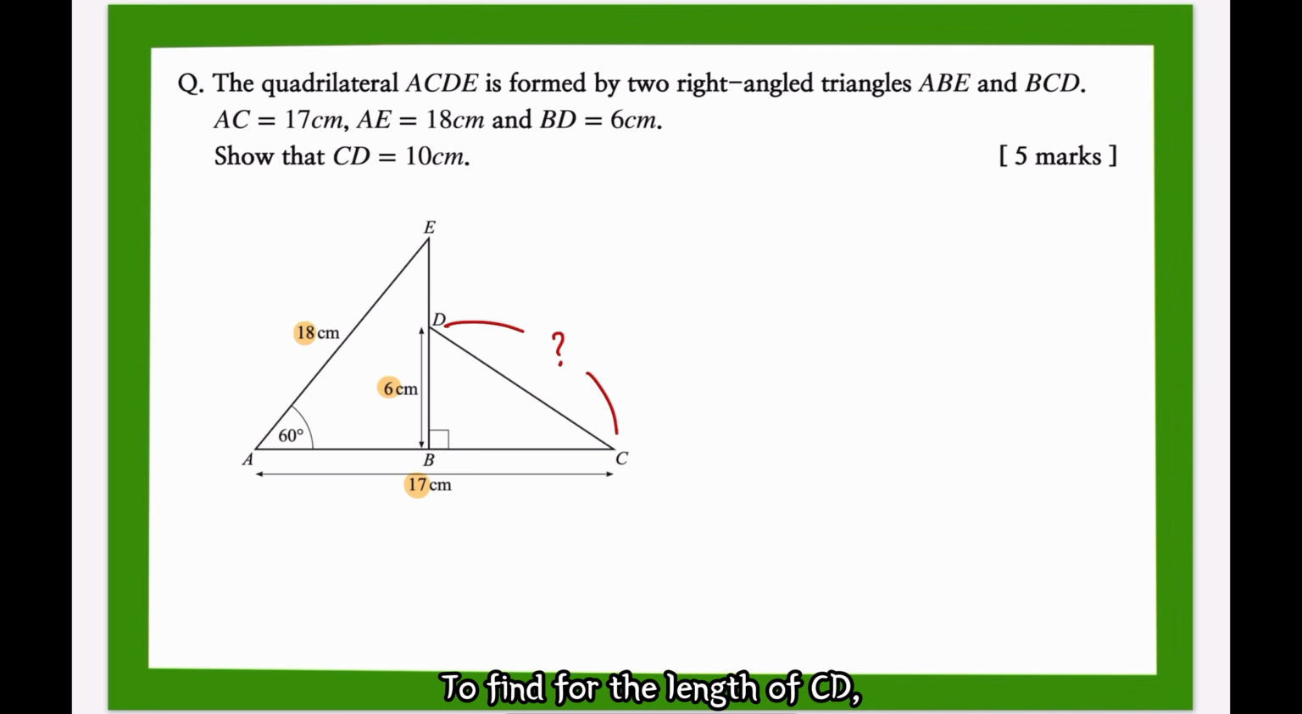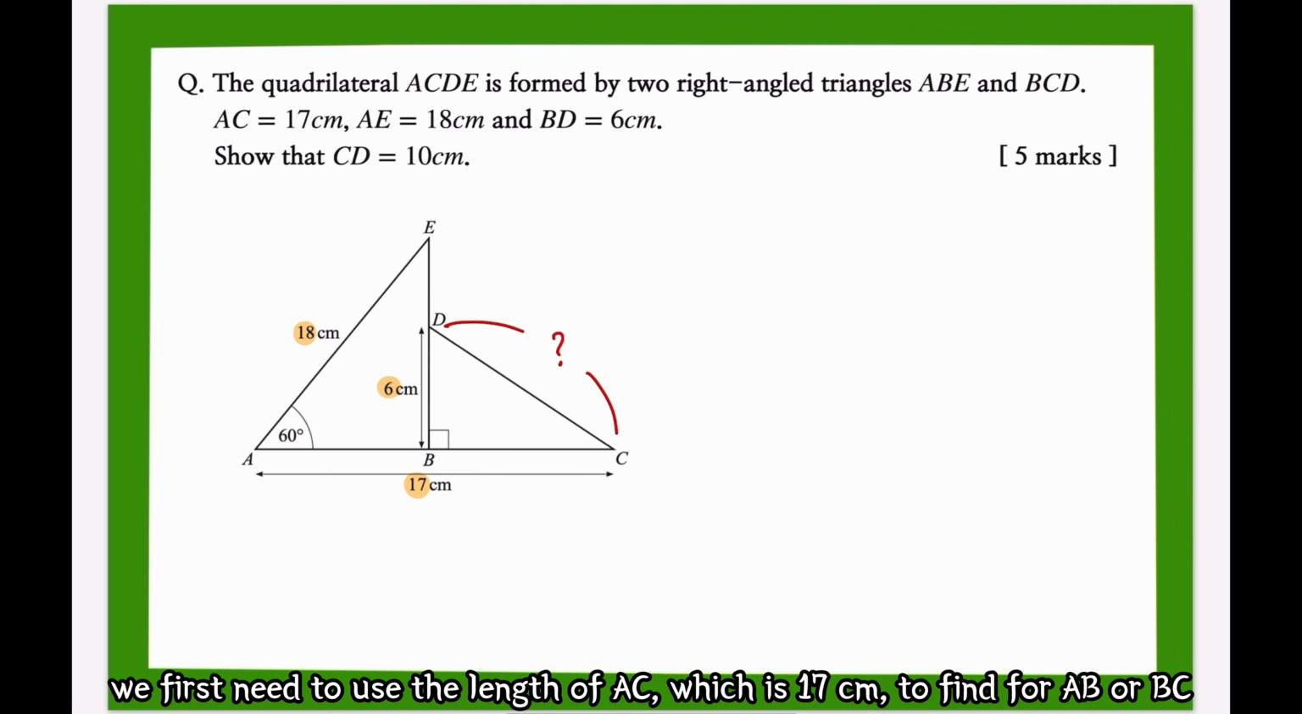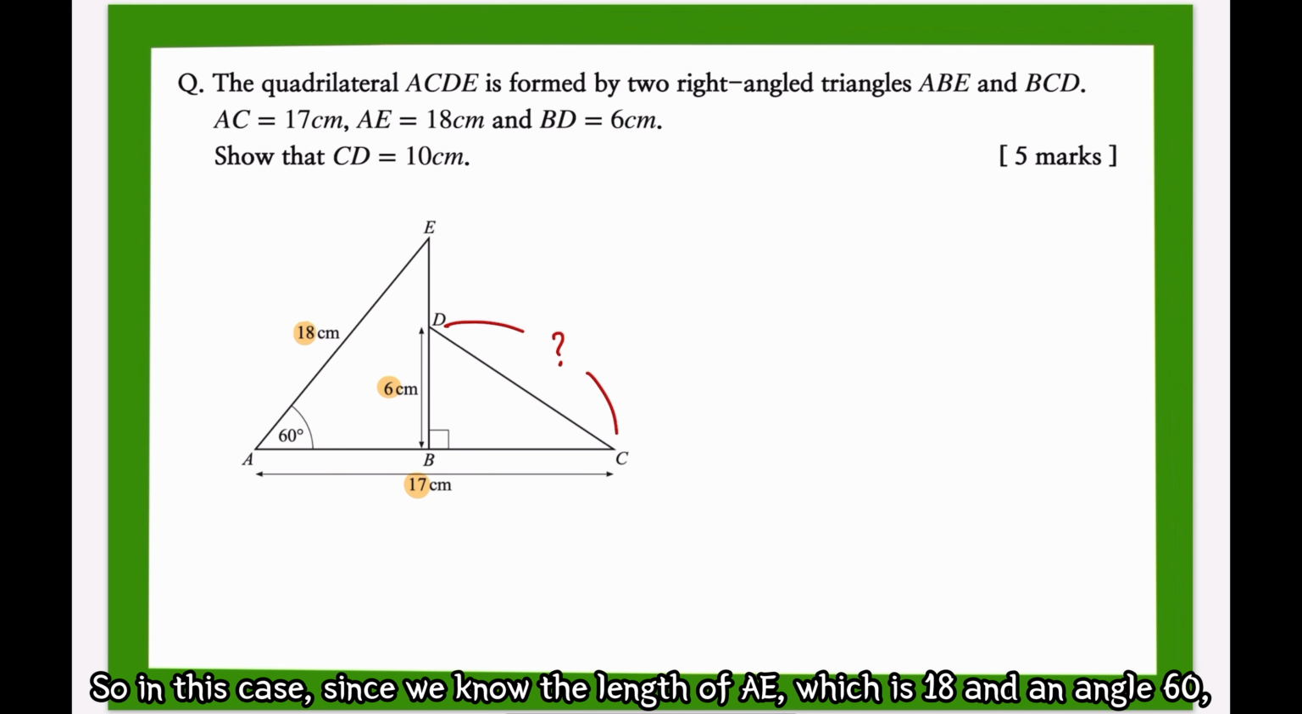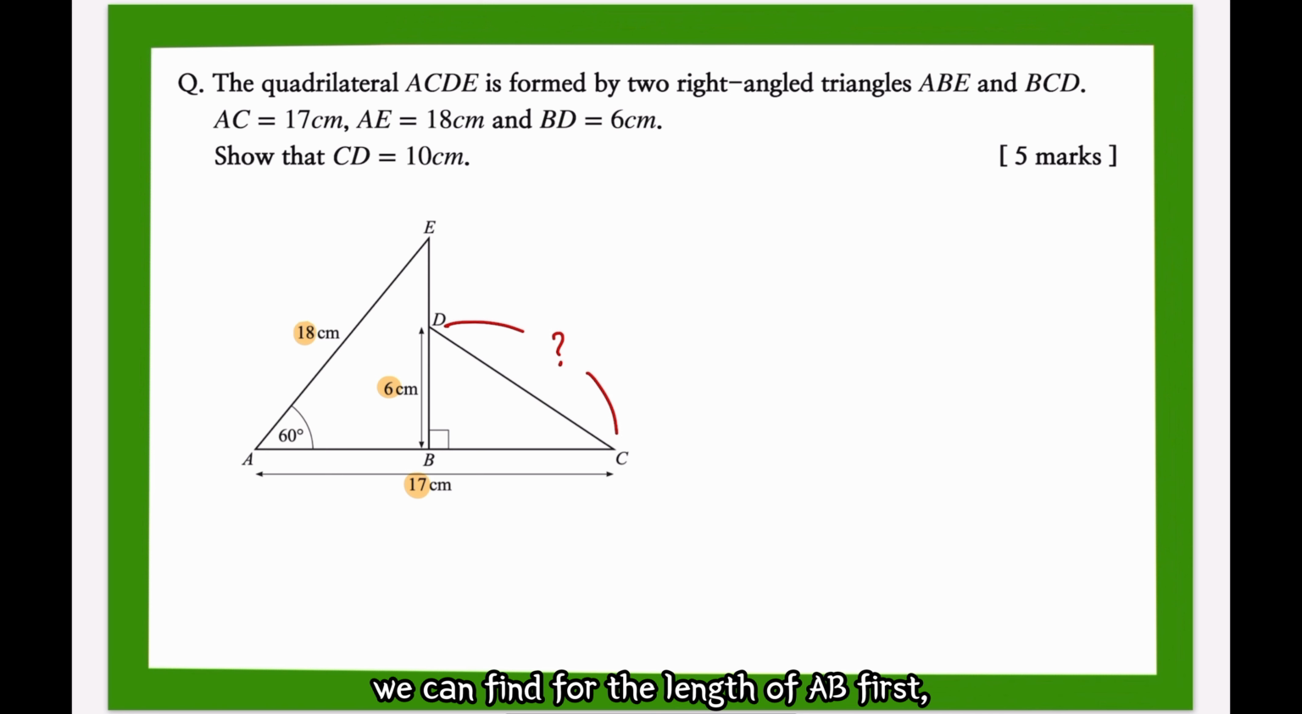To find the length of CD, we first need to use the length of AC, which is 17 cm, to find AB or BC. So in this case, since we know the length of AE, which is 18, and an angle of 60, we can find the length of AB first, and then find the length of BC later.